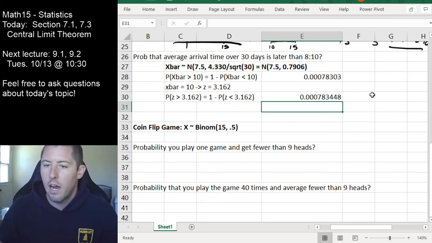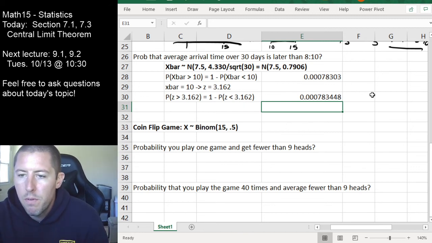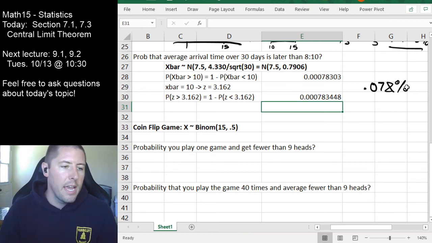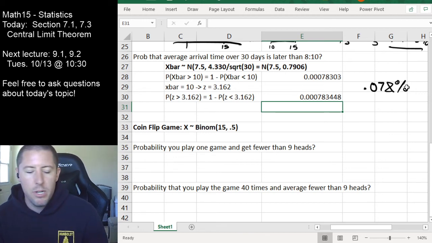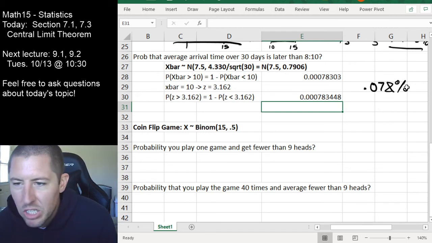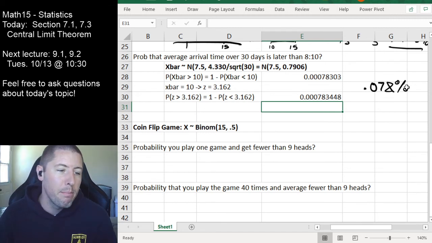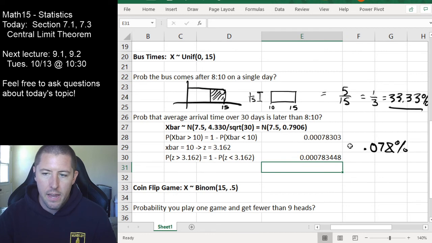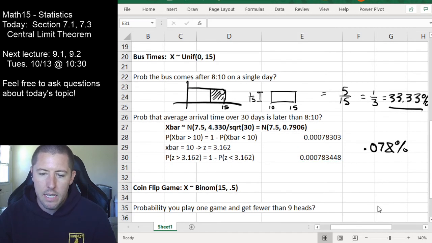So if I move this decimal place over 2 places, I'm getting a 0.078% chance. We were thinking a 0.15% chance, except a little bit less. So I said about a 0.1% chance, and instead of 0.1, we got 0.07. So I was pretty dang close. This is pretty close to that 0.1% we were guessing at, and that made sense. I could see it in my picture before I even did it.